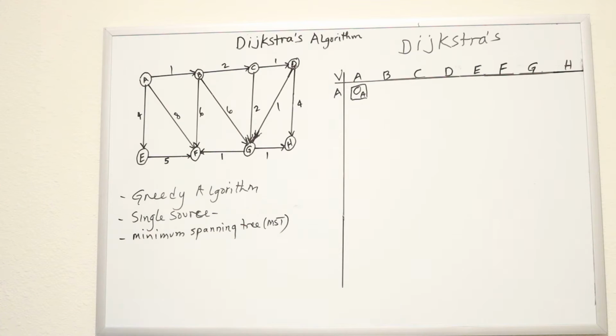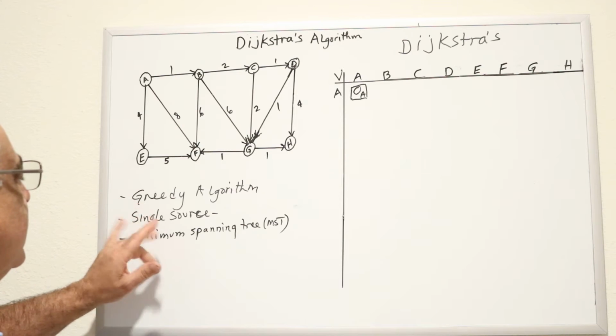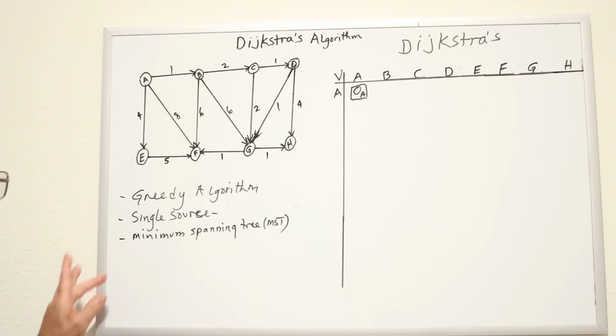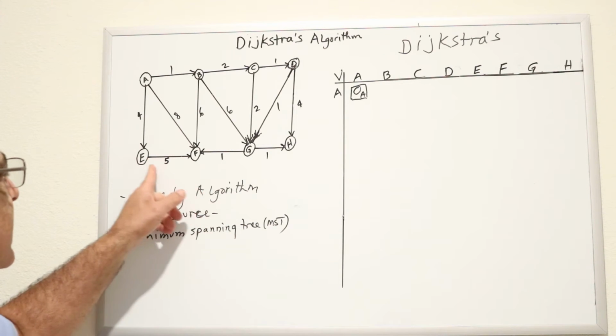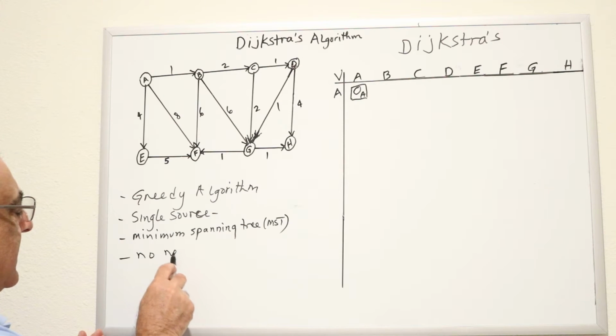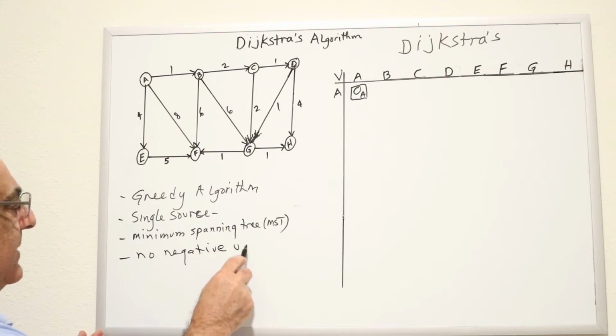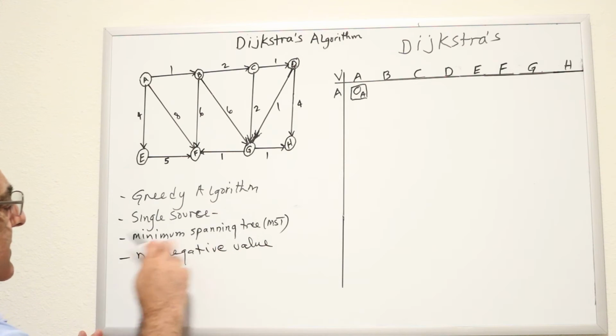So this lecture is on Dijkstra's algorithm. It's also known as the greedy algorithm. Single source, no negative values. So you can't use a negative value in there. And then you're going to generate what's known as the minimum spanning tree.